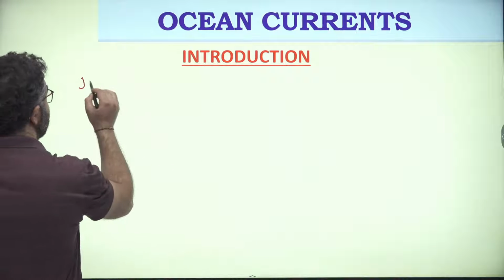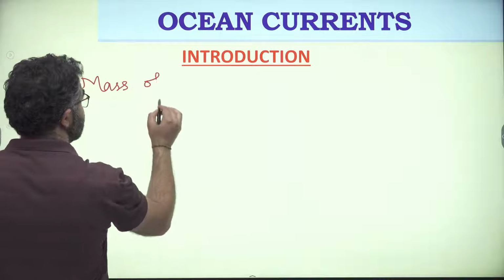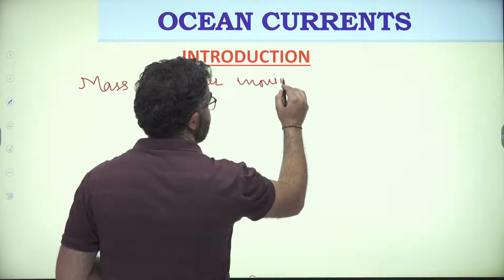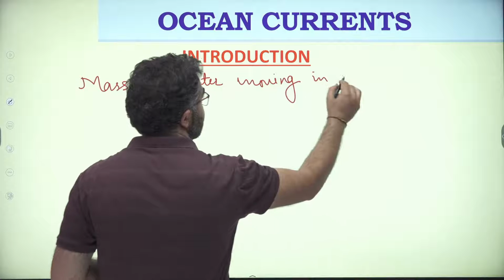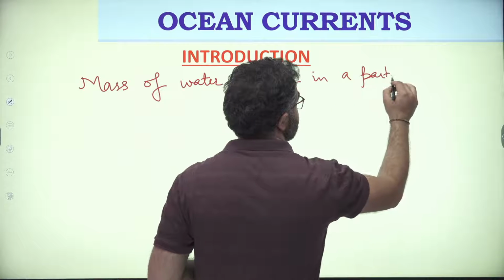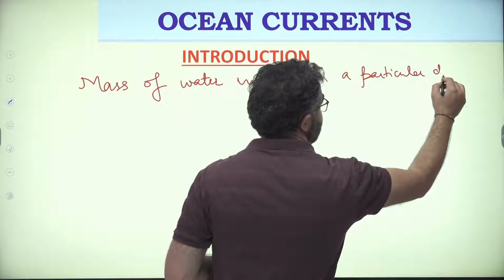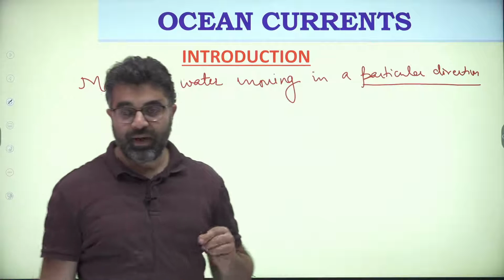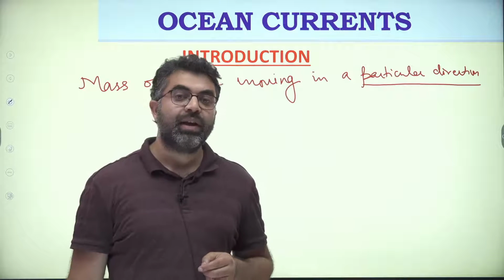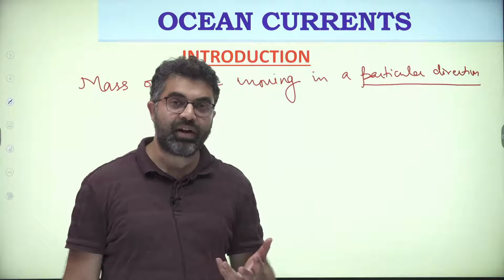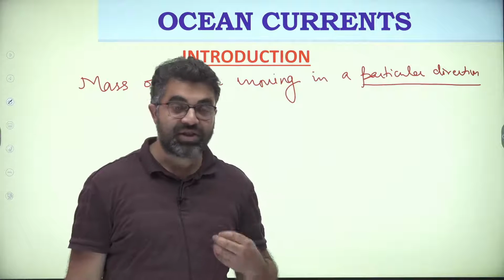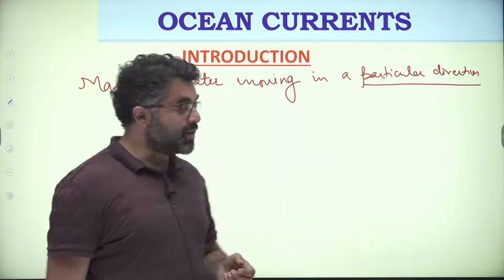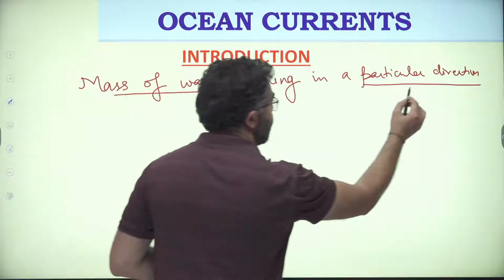It is the mass of water moving in a particular direction. So anything that moves in one direction is called as a current. It's like water moving in one direction is called current. Charge moving in one direction is called as current. Population moving in one direction is called as current. So here the mass of water is moving in one direction.